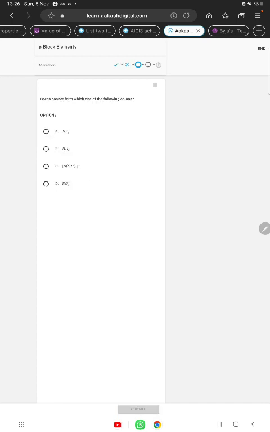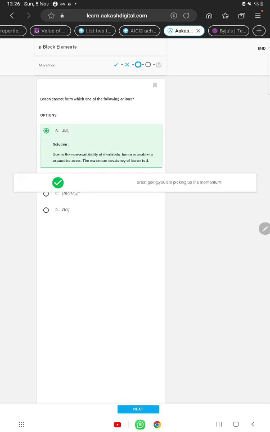Boron cannot form which one of the following anions? BF6 3-, first, it cannot form the 6 bonds due to the non-availability of d orbital. Boron is unable to expand its octet. The maximum covalency of boron is 4.